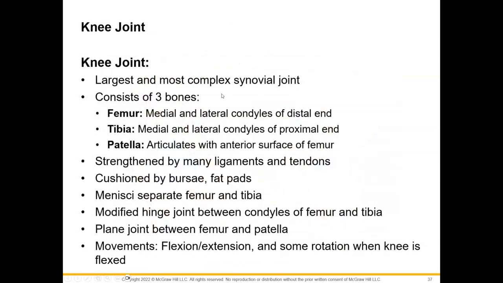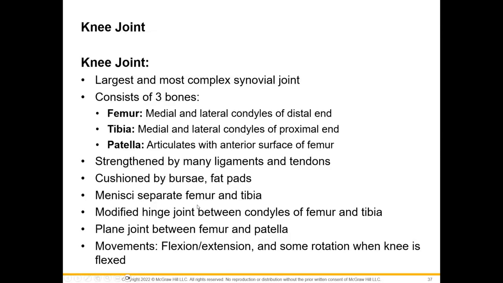Okay, the knee joint. It's the largest and most complex synovial joint. It consists of 3 bones. The femur, so that's the medial and lateral condyles of the distal end, with the tibia, that's the medial and lateral condyles of the proximal end, and the patella, which articulates with the anterior surface of the femur. It is strengthened by many ligaments and tendons. It's cushioned by the bursae and fat pads.